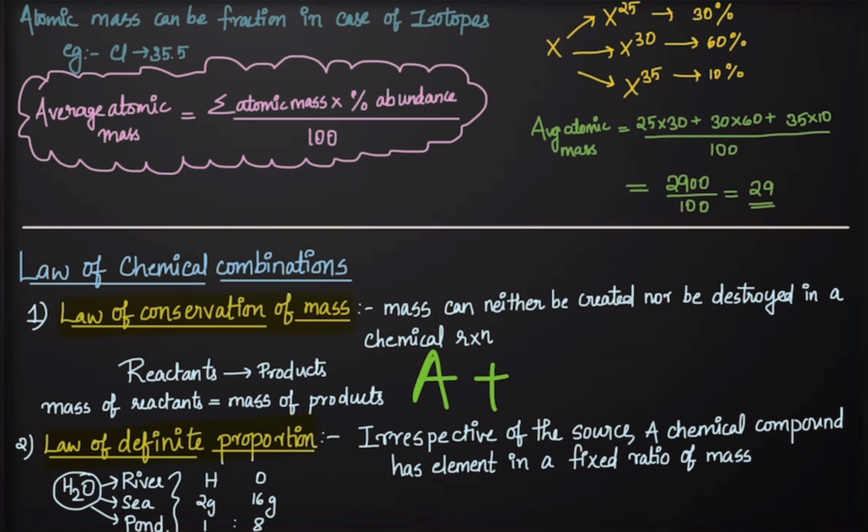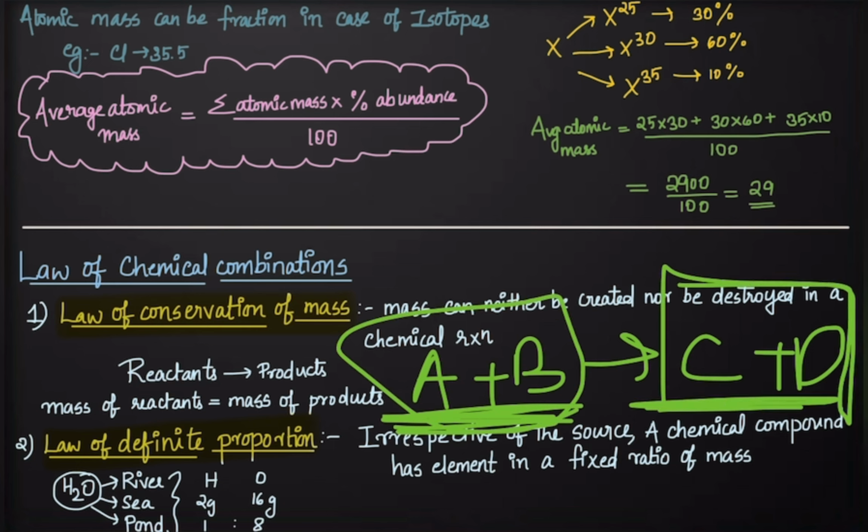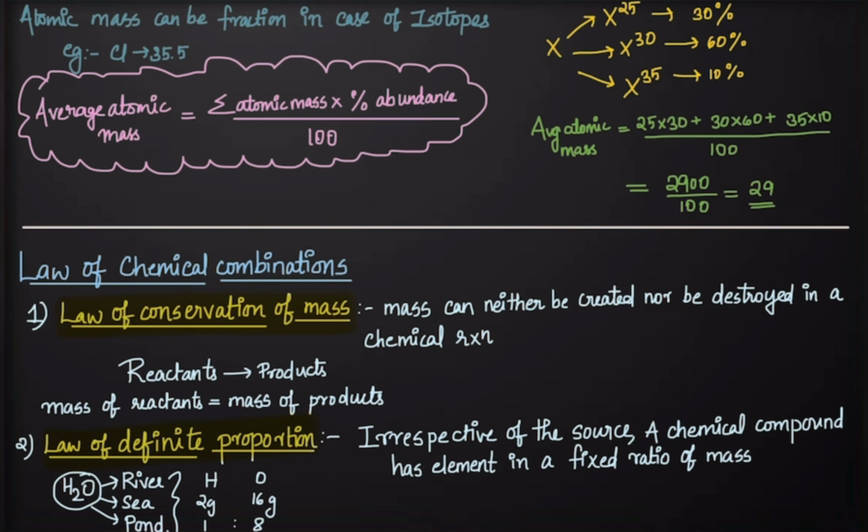If A plus B is converted into C plus D, the mass of A plus B, that is the reactants, will be equal to the mass of C plus D. Okay, mass of C plus D equals mass of A plus B. This is the first law, that is the law of conservation of mass.